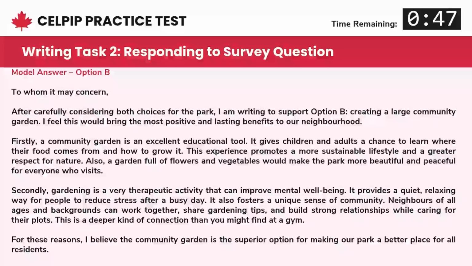The structure is very effective. It has an introduction, 2 body paragraphs that each explore a different idea, and a concluding sentence. The semi-formal tone is perfect for this task. The paragraphs are easy to follow because they are connected with simple transition words like firstly and secondly. The vocabulary is appropriate and clear. The writer also includes 2 excellent stretch words, sustainable and therapeutic. These words show a good vocabulary range without making the text too complex.